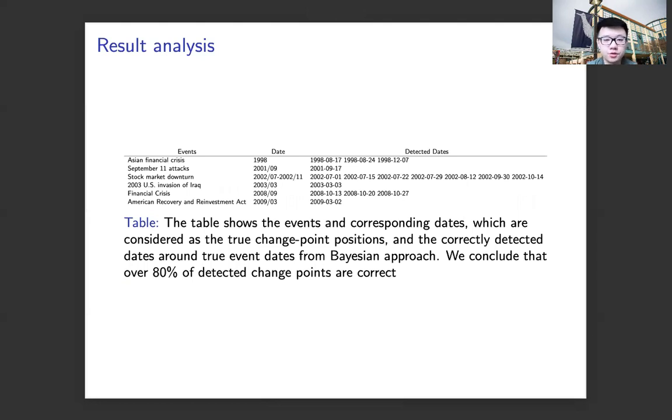And this table shows the events, which is here, and corresponding dates, which is here, which are considered as the true change point positions. And the correctly detected dates are around true event dates from the Bayesian approach, which is here. We conclude that over 80% of detected change points from the Bayesian approach are correct.